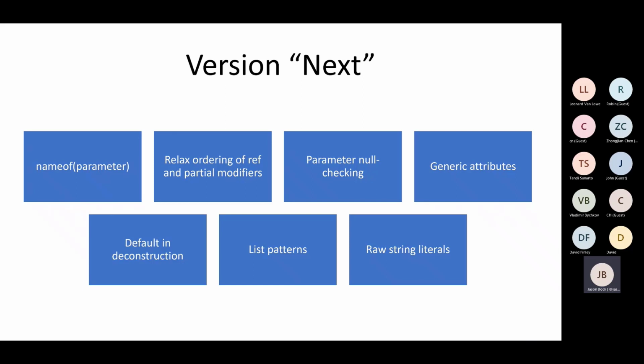Generic attributes, just a way for you to create attributes that have generic definitions. That's been supported in the CLR for a long time. It's just never been surfaced in C#. List patterns, doing some things with patterns in C# that are related to lists.